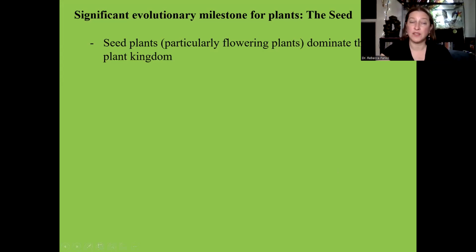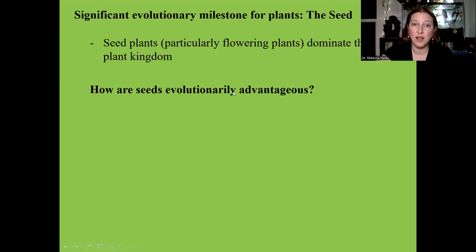So obviously seeds are a big evolutionary milestone for plants. Part of the reason we know that is because the majority of plants on Earth make seeds, especially the flowering plants, which are those angiosperms that we'll talk about at the end of the semester. And so the majority of plants on Earth are seed plants, particularly flowering plants. And so obviously that's a system that works very well. Having a seed works very well. That's why the majority of plants on Earth have seeds.